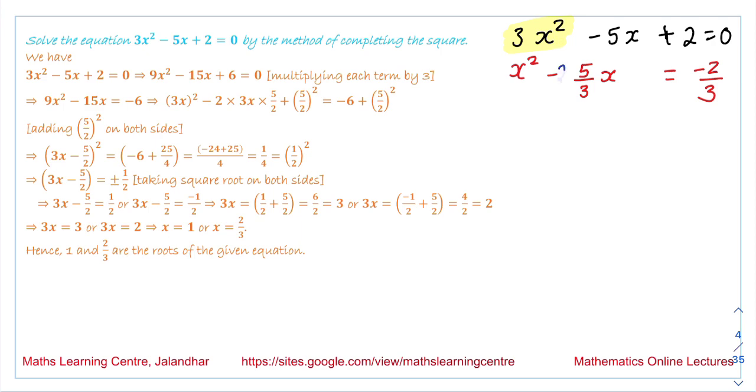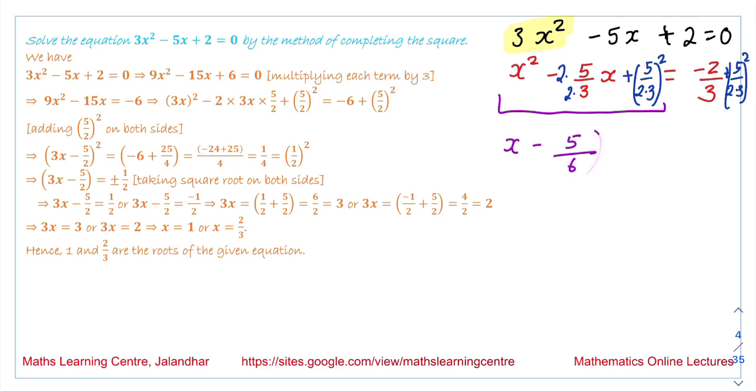Now we have multiplied and divided this term with 2. We have added (5 by 2 into 3) square on this side, and added (5 by 2 into 3) square on this side. We have added these terms on both sides of this equation. What will this term become? It is (x − 5/6) whole square. This is equal to minus 2 by 3 plus 25 by 36.